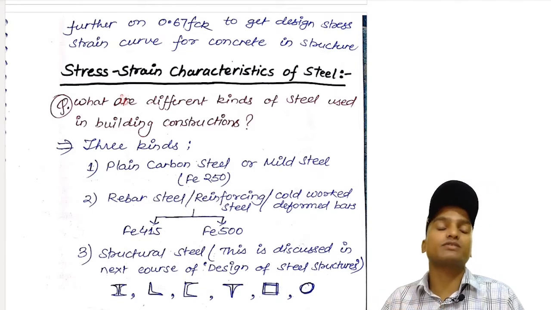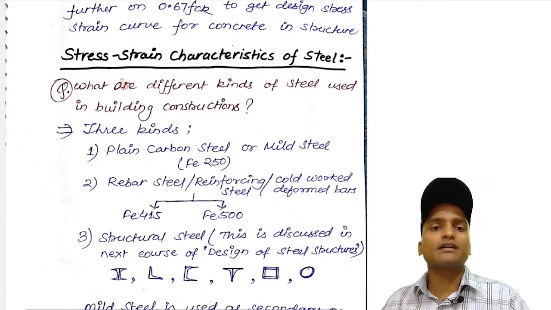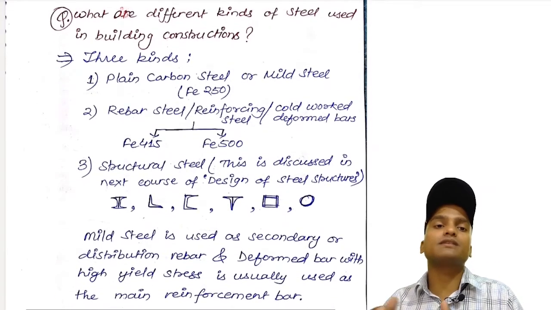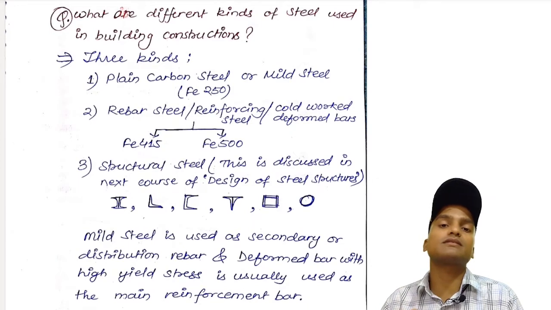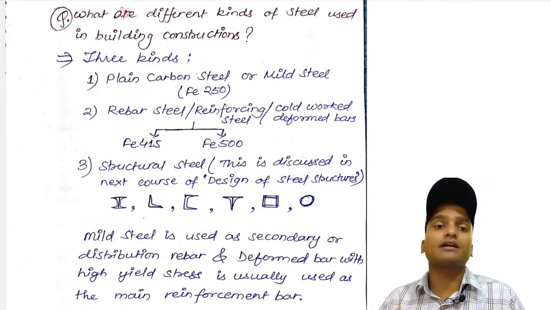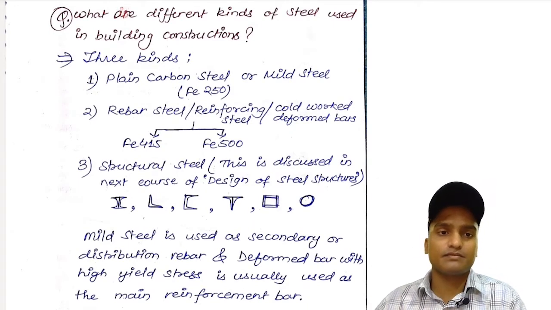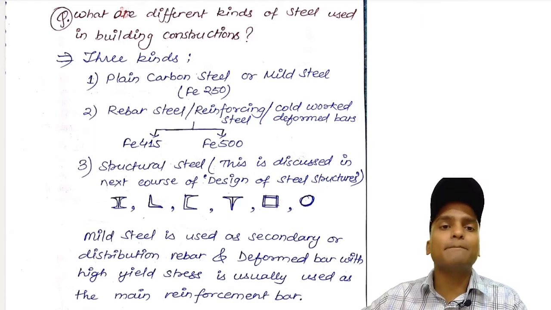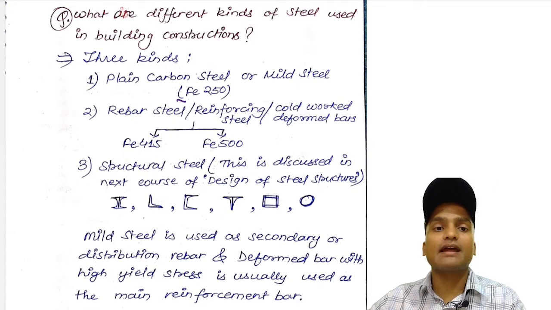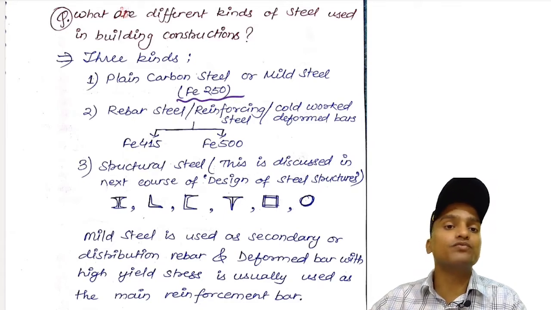Now we come to the stress strain characteristic of steel. Before discussing it, there are different kinds of steel being used in building constructions and available in the market. There are basically 3 types, and the first one is the plain carbon steel, also said as mild steel, and it is represented as Fe250.